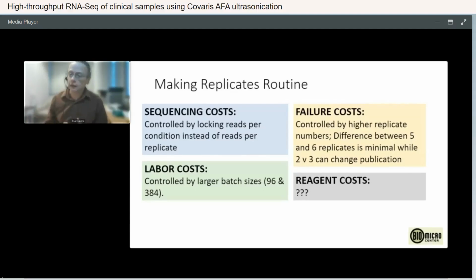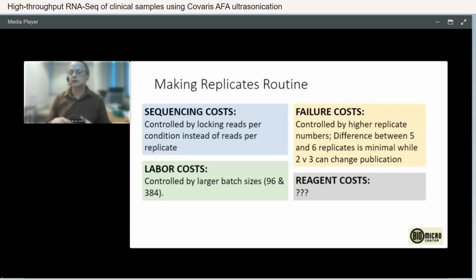Third, failure costs. If you have 3 replicates and 1 sample fails, now you've got duplicates. That's not publishable data. And so we have to go back and make sure that we're capturing every single sample. But because there are batch effects, we often will have to repeat the entire prep of all of the samples to capture even a few failures. Whereas if you have 5 replicates, 6 replicates come in, then the loss of a sample is no longer a big deal.